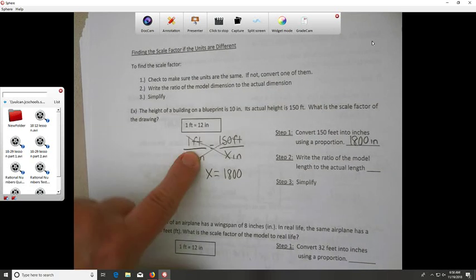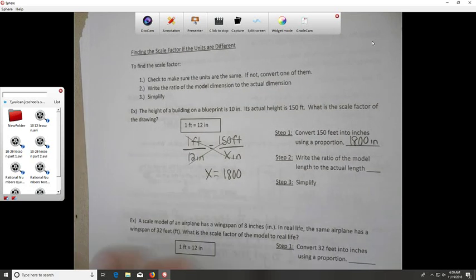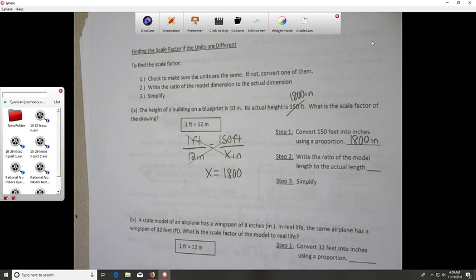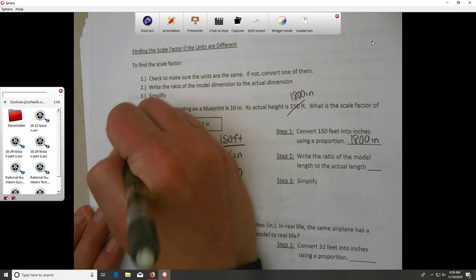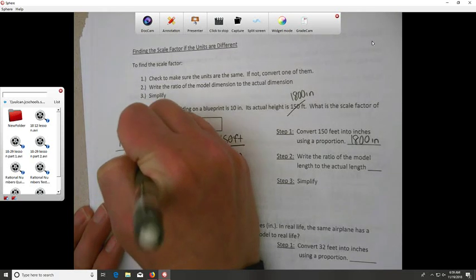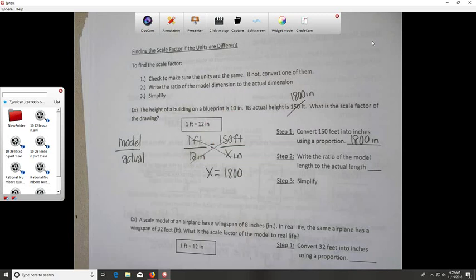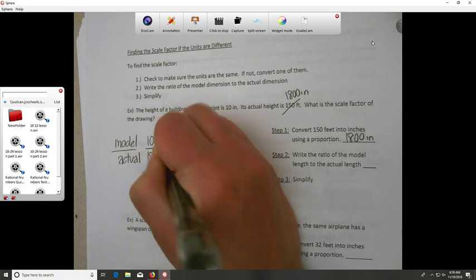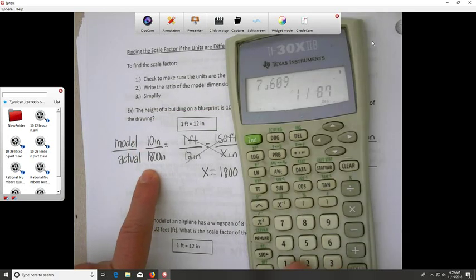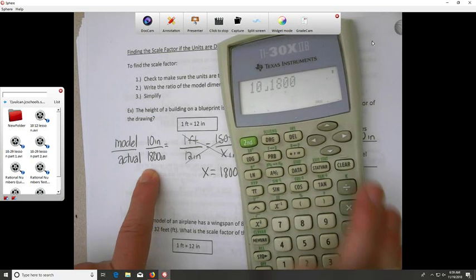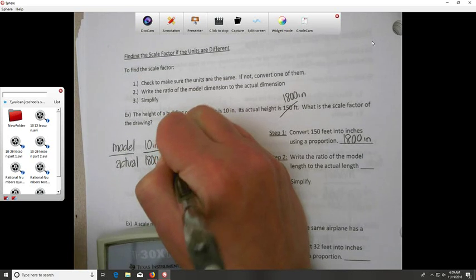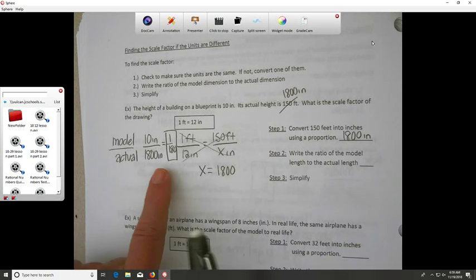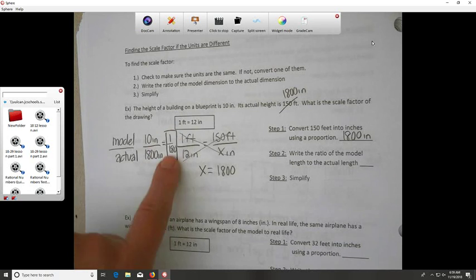And you don't have to use the proportion. If you know another way, that's fine, as long as you show your work. So we just changed 150 feet into 1,800 inches. Now we're going to go ahead and write the fraction, model over actual. It says the blueprint is 10 inches. That's the model. The actual, we just switched to 1,800 inches. And then again, you just type this onto your calculator to simplify it. 10 over 1,800 simplifies to 1 over 180, meaning that I would have to multiply the actual dimensions by 1 over 180 to get the dimensions on the blueprint.